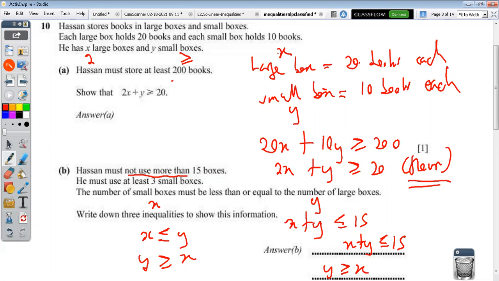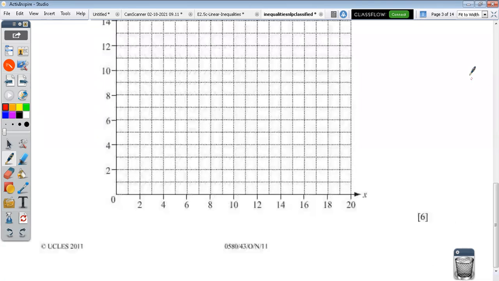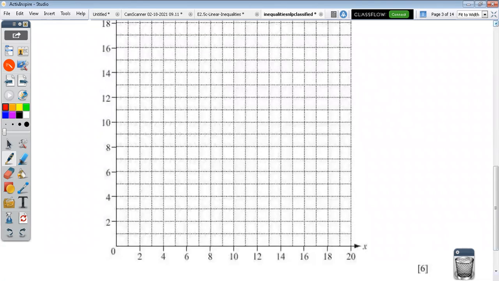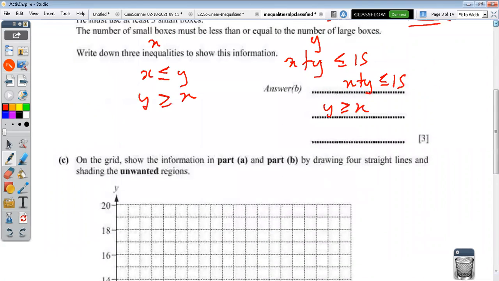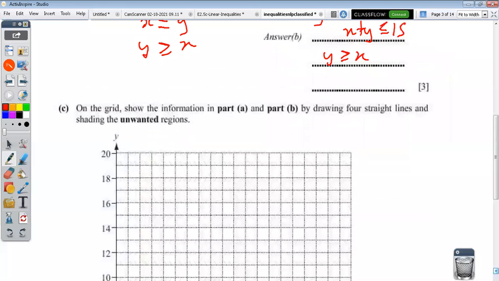So we now have 3 inequalities. The next thing, which is new to you, is they're going to ask you to draw a graph. I'm going to list the inequalities, and I'm going to do it slowly. So what's our first inequality? We have it there: 2x plus y is greater than or equal to 20.